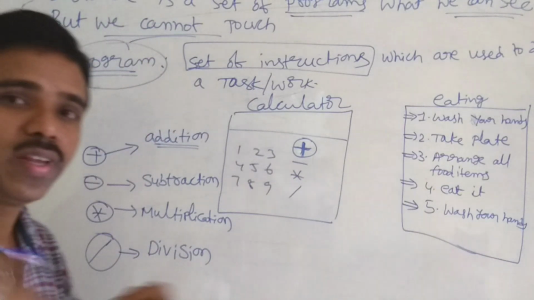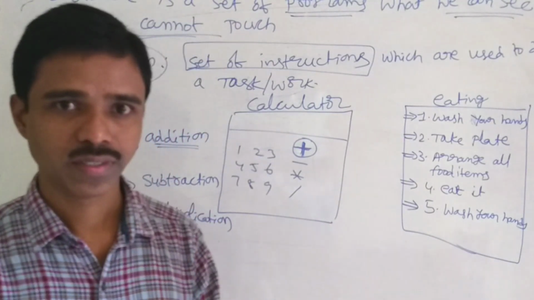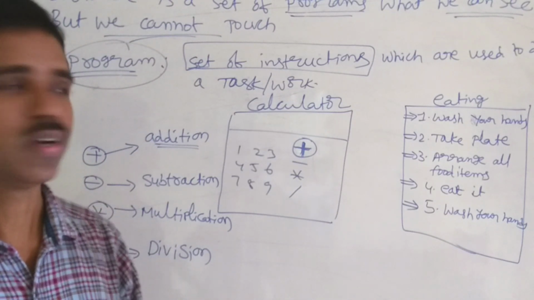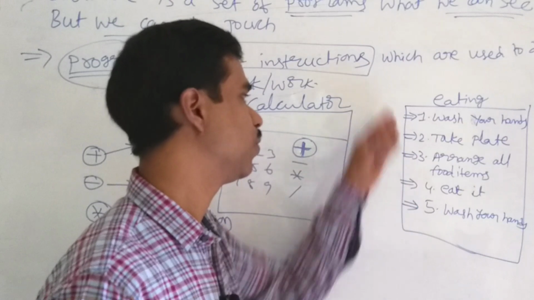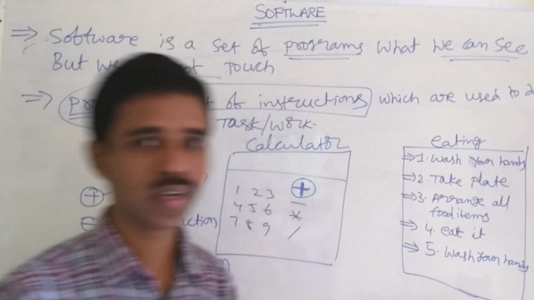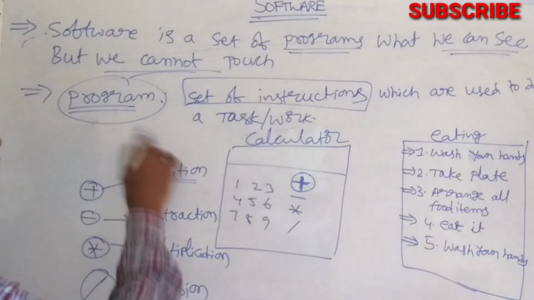So what does writing a C program mean? We have to write some instructions by following the rules of the C language. In a general way I told you the eating example, but in the computer, if you want to write instructions, you have to write them in such a way that the computer can understand. Okay, so this is about what a program is.